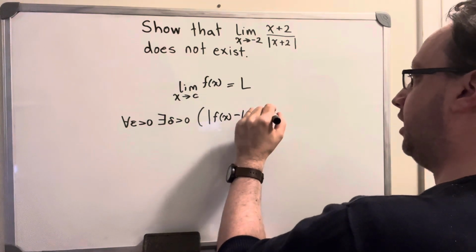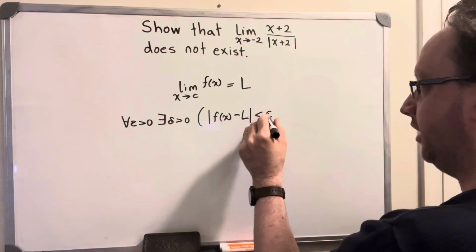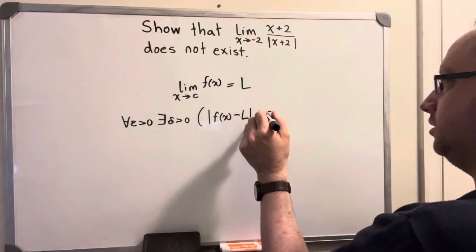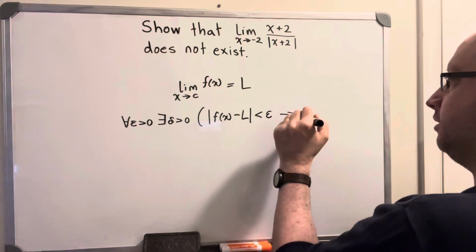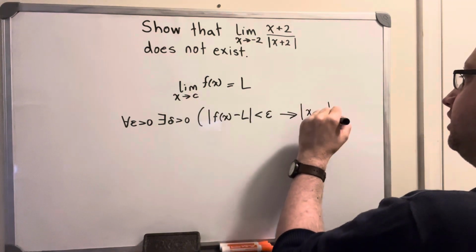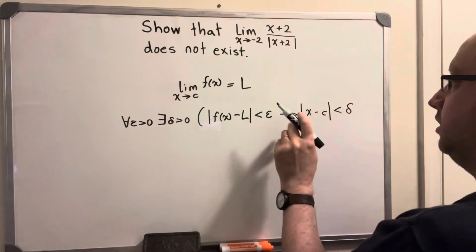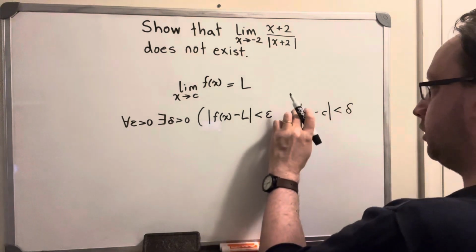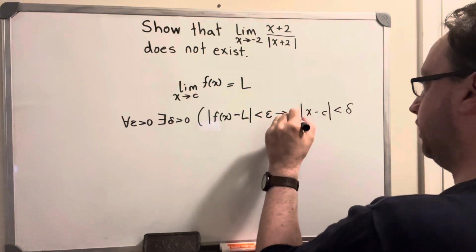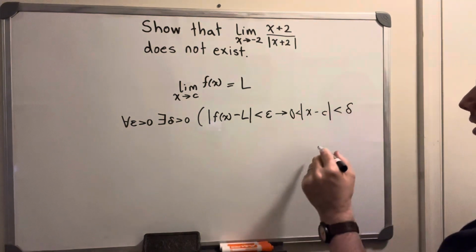is less than epsilon, what does this mean? This means that the distance between f of x and L is less than epsilon. As long as the distance between f of x and L is less than epsilon, then the distance between x and c is less than delta. And if you want to exclude the value right at c, you can put this. We're saying that the distance is positive and it's less than delta.